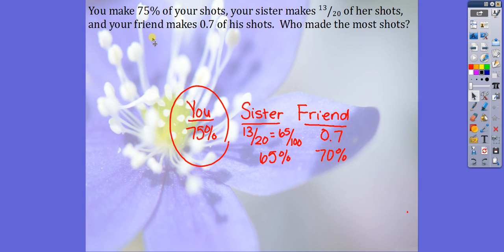You did this one on your own. You guys were very successful at converting these all to the same format. The one thing that got most of you was you circled sister because you just took the question from the last slide of who made the fewest shots and thought it was the same thing. But this time it said who made the most shots. So slow down, pay attention to those fine details, and especially when it comes to where that question mark is, that's usually the clue for which number you're searching for. In this case, you made the most shots at 75%.